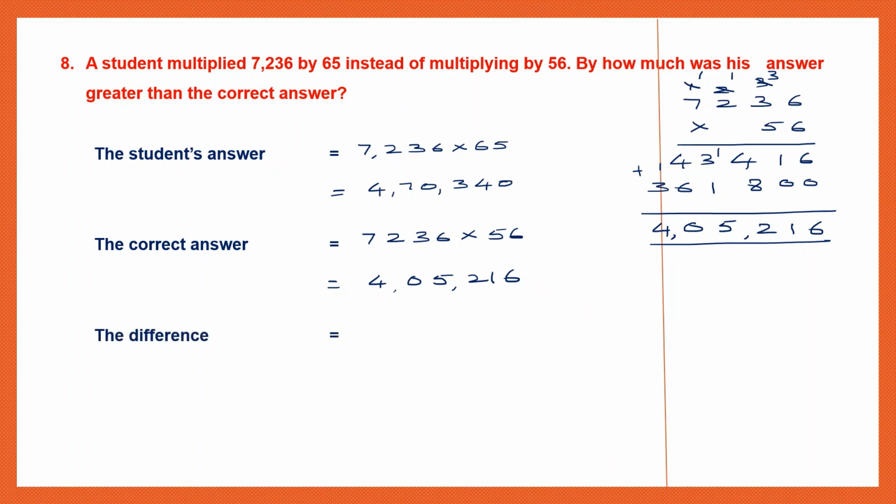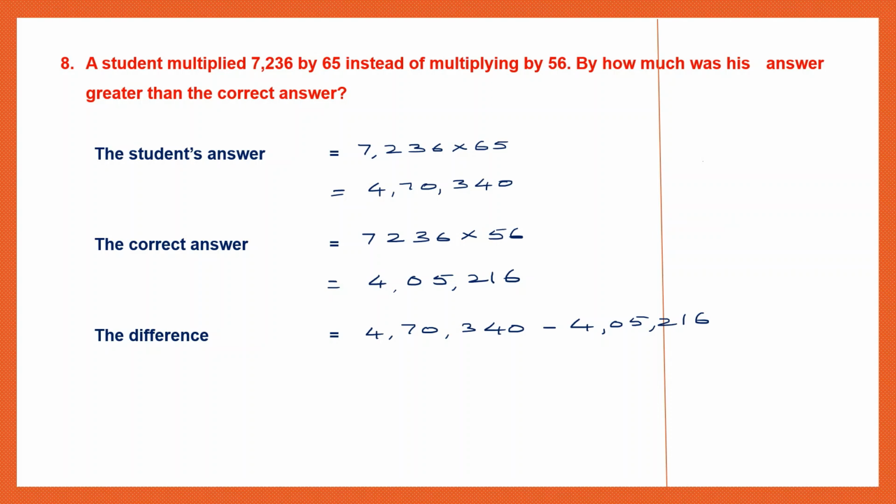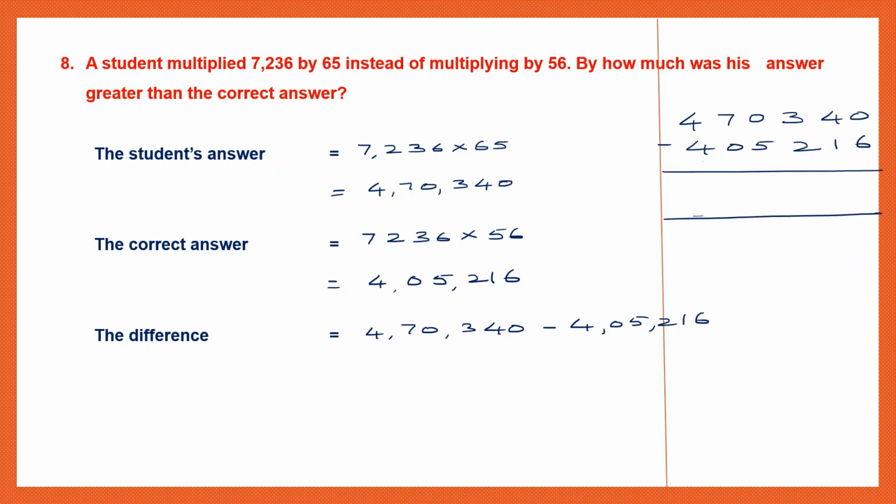So let's do that. The difference will be 4,70,340 minus 4,05,216. So let's subtract these two. 4,70,340 minus 4,05,216. So here 0 minus 6 you can't do. We need to borrow from here. So this becomes 10. 10 minus 6 is 4.